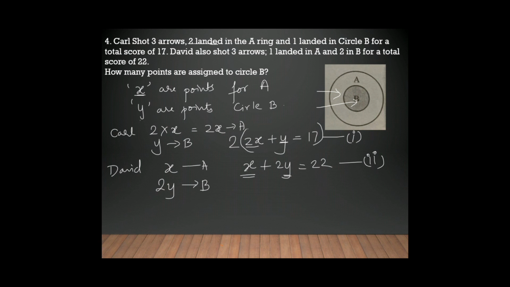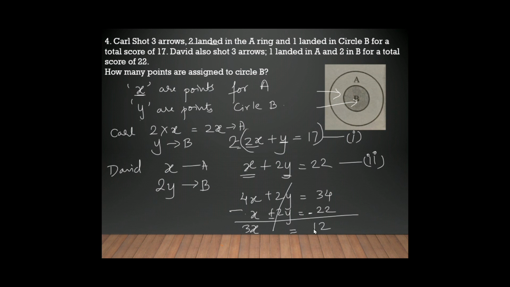So multiplying equation 1 by 2, I get 2 times 2x, 4x, 2 times y, 2y, 2 times 17, 34. And at the bottom I have x plus 2y equals 22. Now I will subtract these two equations. After subtracting, 4x minus x will give me 3x. Because it is subtraction, the sign changes to minus, so 2y minus 2y is 0, equal to 34 minus 22, which gives me 12.